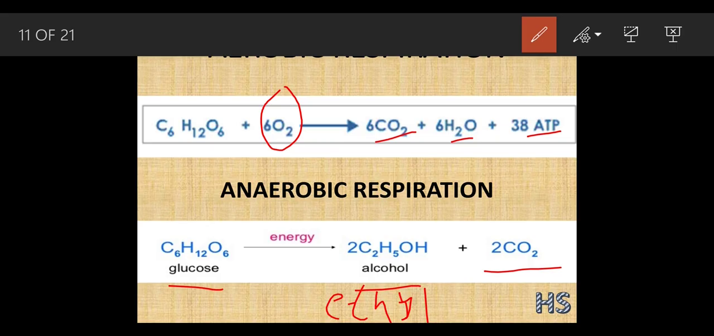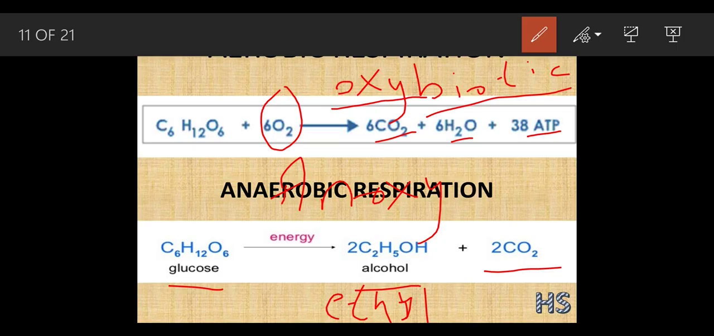The above reaction is also called oxybiotic. Why is it called oxybiotic? Because it takes place in the presence of oxygen. And this reaction is called anoxybiotic. The word an, I already made you understand, means without, and oxy means oxygen, because this takes place in the absence of oxygen. That is why it is also called the anoxybiotic process.